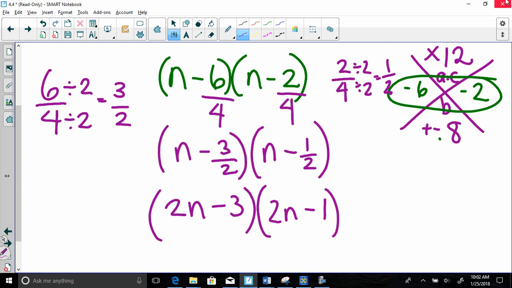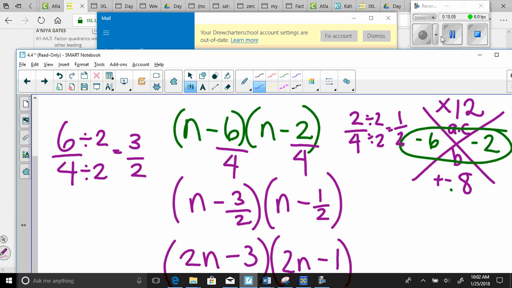And then I'm going to take a small group. If you guys maybe just want to go over a few problems with me, we'll go over a few, and then you guys can work on the IXL.